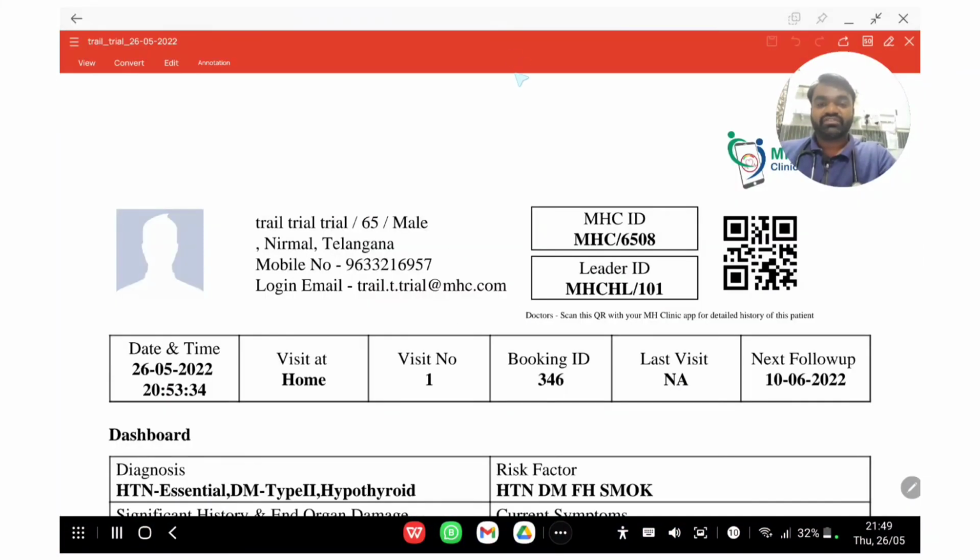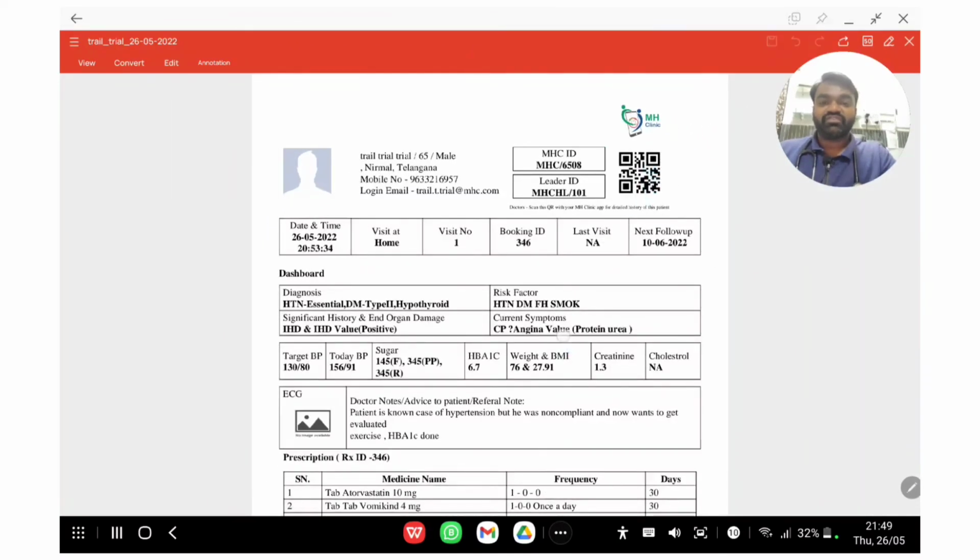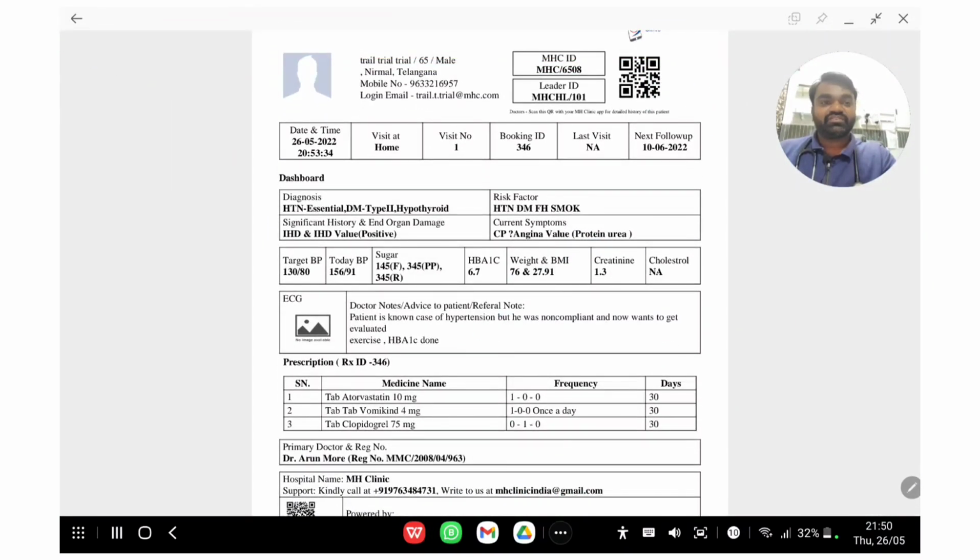You have the patient's complete data in the system. You have a QR code. You can check the date and time of the patient, visit number, everything. The next follow-up comes up. The dashboard is reflected over here. If you can see, the target blood pressure, today's blood pressure, HbA1c, everything comes up. Your notes, for example, patient is a known case of hypertension but was non-compliant and wants to get evaluated, have come over here. So the PDF is generated. Exercise and getting HbA1c done is advised over there.